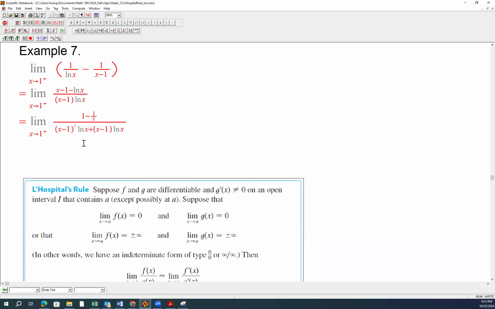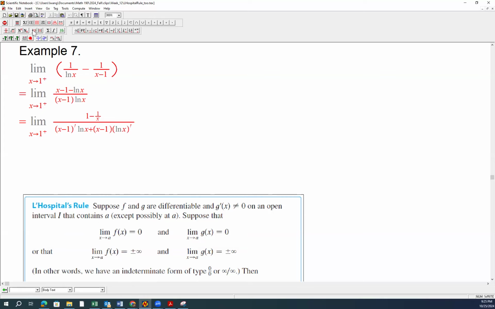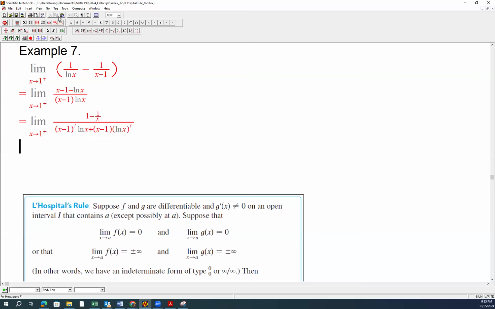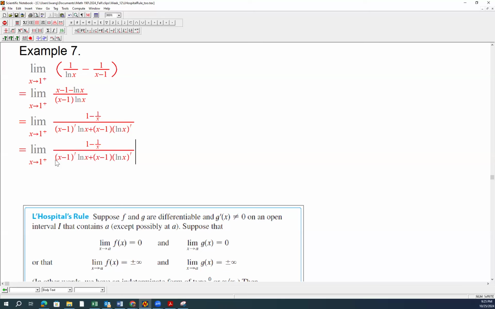So derivative, we're applying product rule. Okay, you can skip that step actually. You can just write down this step directly. The derivative of x minus 1 is 1, right? 1 can be omitted. The derivative of ln x is 1 over x. 1 over x. All right?